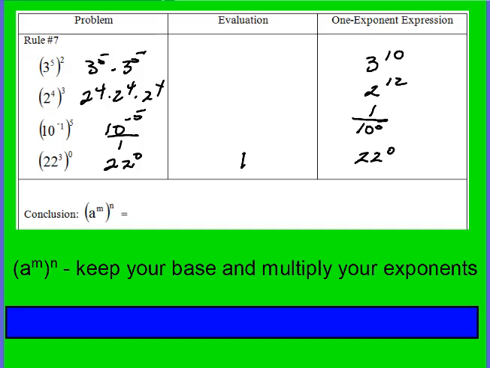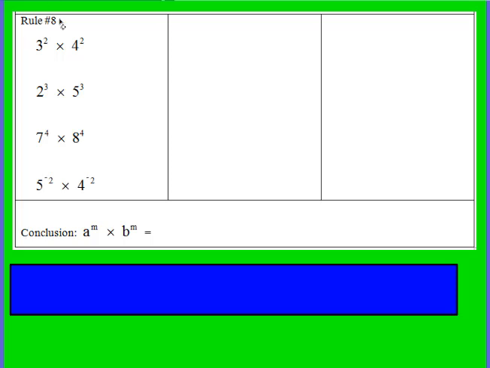Now the last property we're going to talk about, property 8, is what if my exponents are the same but my bases are different? Okay, so this one right here, what this really means is 3 times 3 times 4 times 4. Okay, so if I were to take this 3 and this 4 together, I'd get 12. And if I were to take this 3 and the 4 together, I'd get 12. And 12 times 12 gives me 144 for an evaluation. But now how would I write that as a one exponent expression? Well, 12 to the 2nd power.